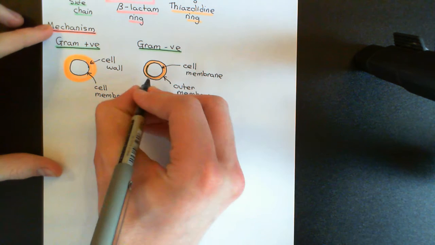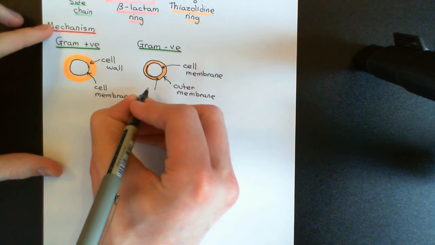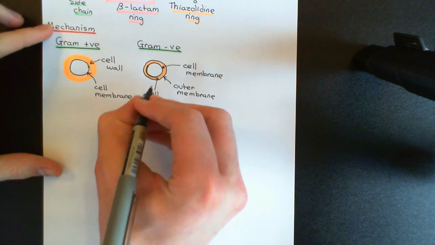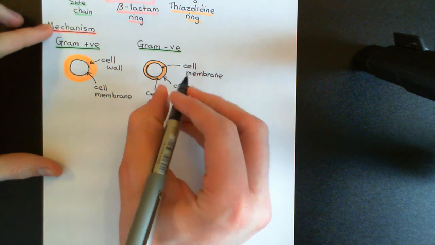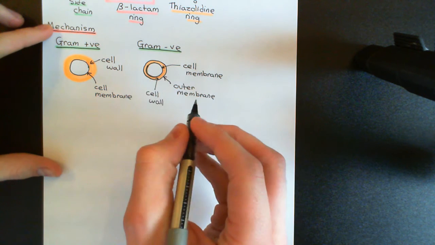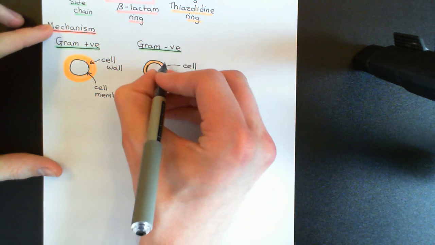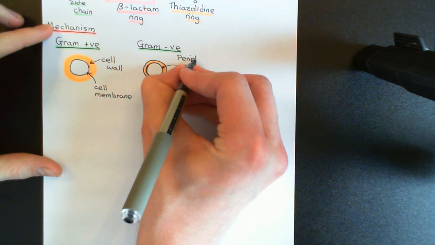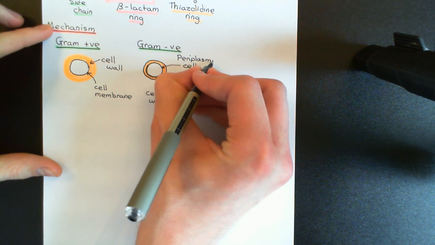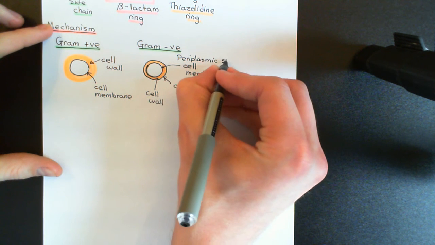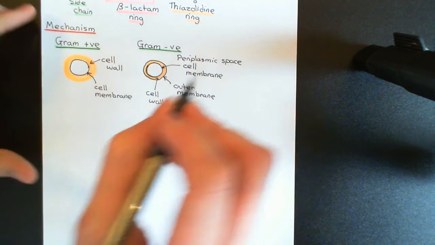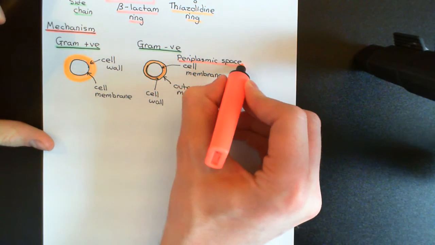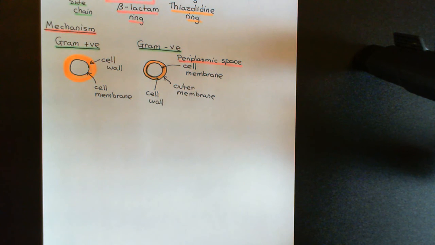It's a phospholipid bilayer. And then of course we've got the thin cell wall in between the cell membrane and the outer membrane, and the space which contains the cell wall, the space in between the cell membrane, the inner membrane, and the outer membrane, the name for that is the periplasmic space. Peri means around, so it means sort of around the cytoplasm. Okay, the periplasmic space. Right, so that's the basic understanding of gram-negative bacterium that I want you to have.